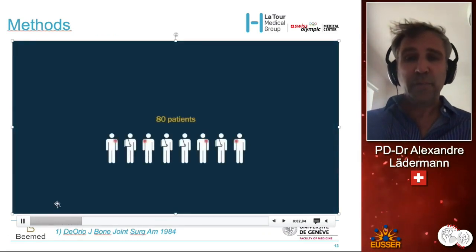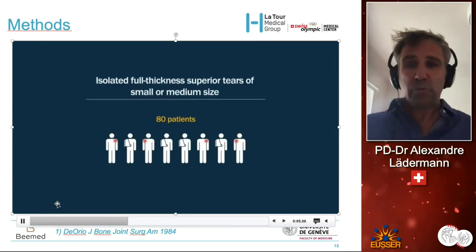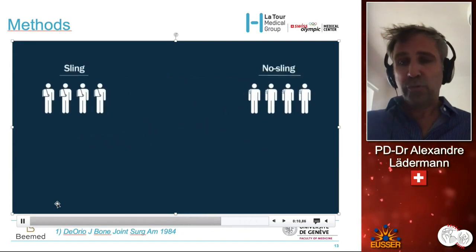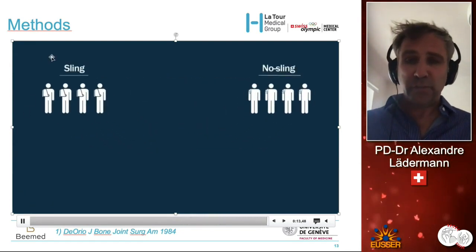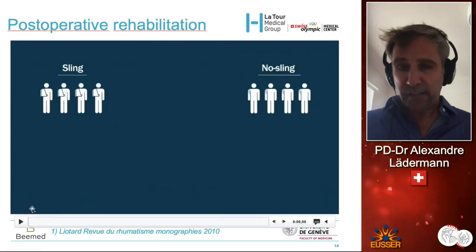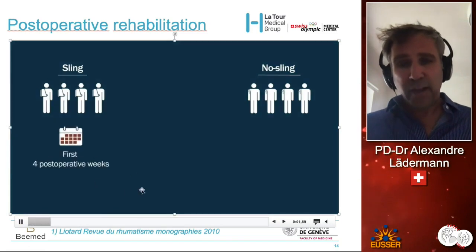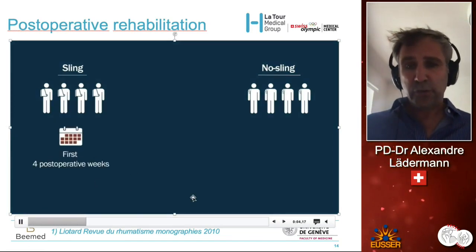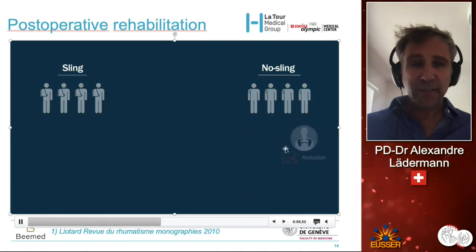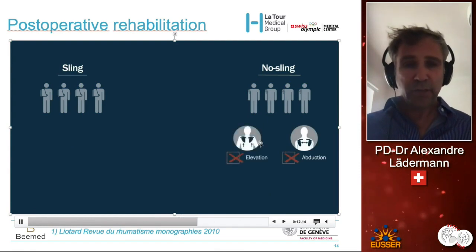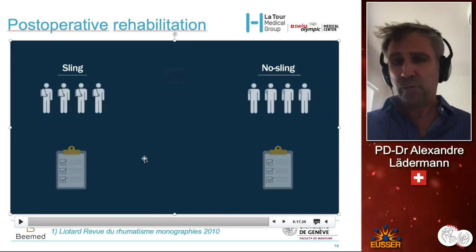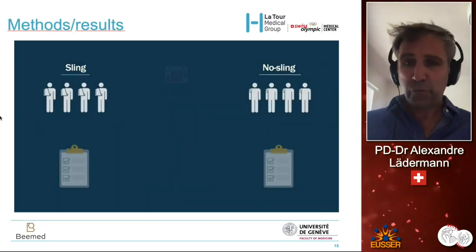We took 80 patients, divided into two groups. They all had an isolated full-thickness superior tear, small to medium, and 40 of the patients had a sling, and 40 patients did not receive a sling postoperatively. They all had exactly the same rehabilitation protocol. During the hospital day, the physiotherapist explained to the patient that they could not do active abduction and active elevation, but with the elbow at the side they could do whatever they wanted. Otherwise, the protocol was exactly the same for the two groups.